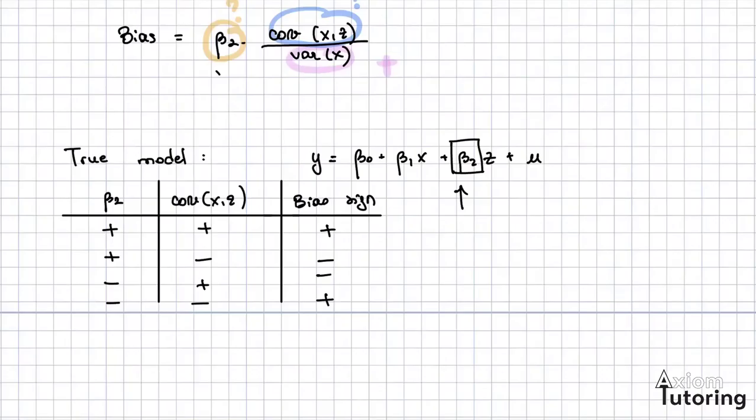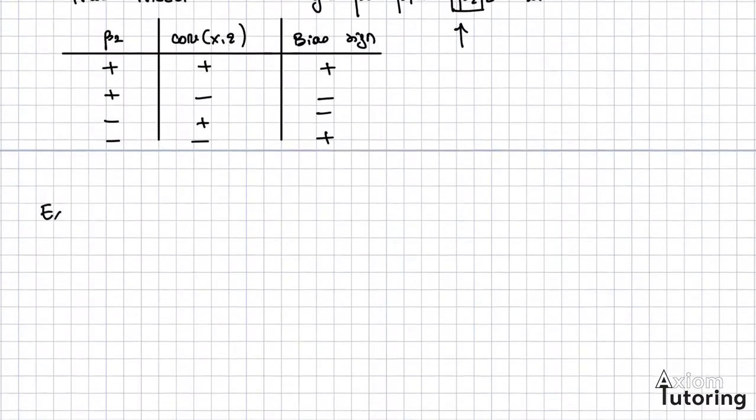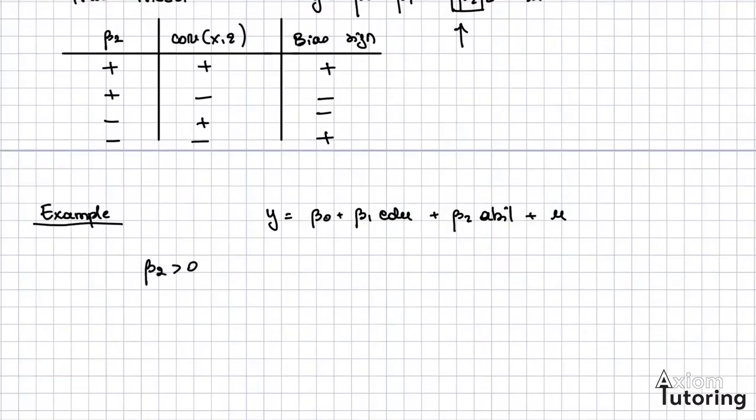Now, let's look into an example. Let's say that we've got education and ability, and we omit ability from the wage equation. So that means that if we have y equals beta 0 plus beta 1 education plus beta 2 ability plus an error term, the beta 2 is clearly bigger than 0 because ability increases income, okay?